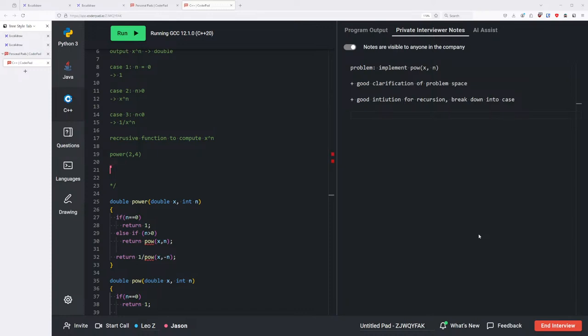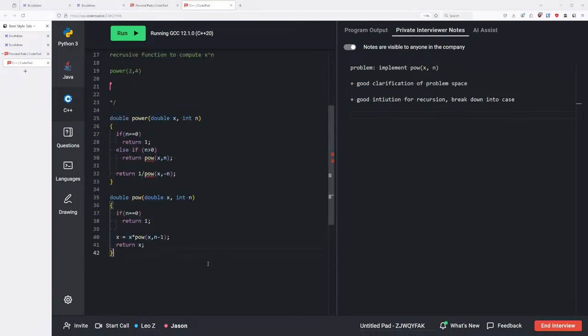So once again, n is positive in this case. We'll go here, and then we're going to go into this recursive call. x would be equal to 2 times this power function, so 2 to the n minus 1, which is 4 minus 1, so that's 3.